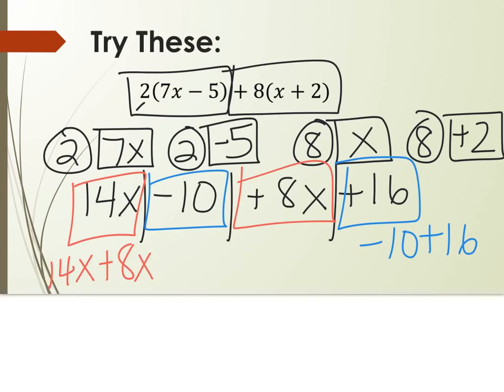When you combine the x's, you have same sign, so 14 plus 8 is 22. Bring down your x, and they were positive, so it stays positive. Negative 10 and a positive 16 are different signs, so you subtract. 16 minus 10 is 6. 16 was the larger number, so it stays positive. Your answer is 22x plus 6.